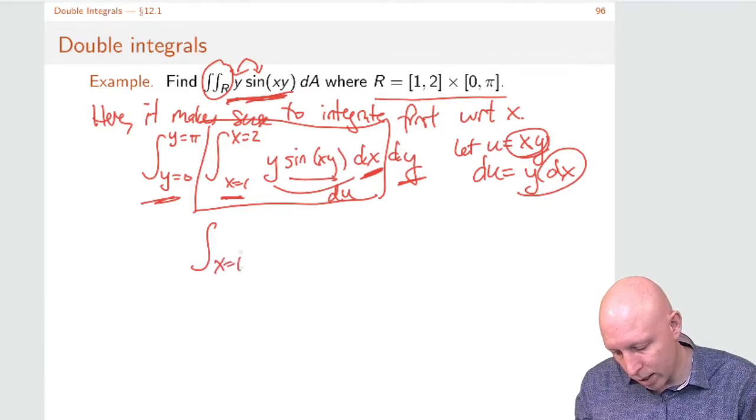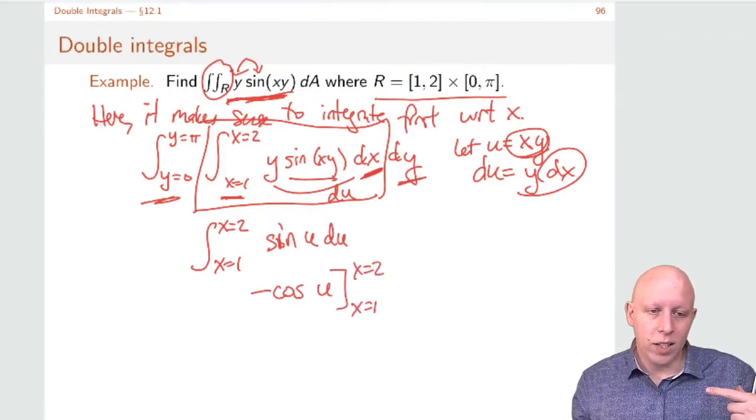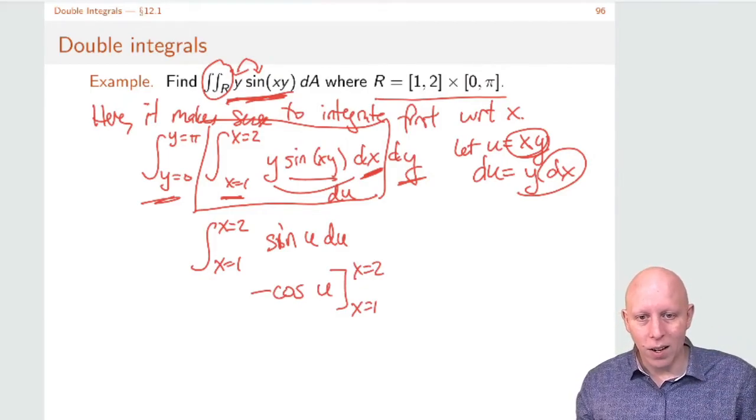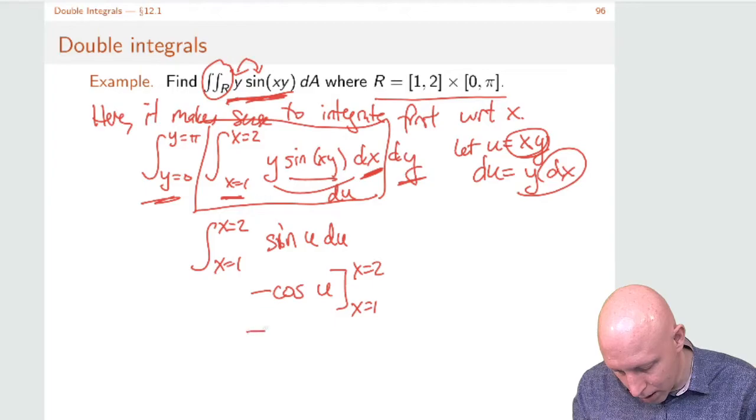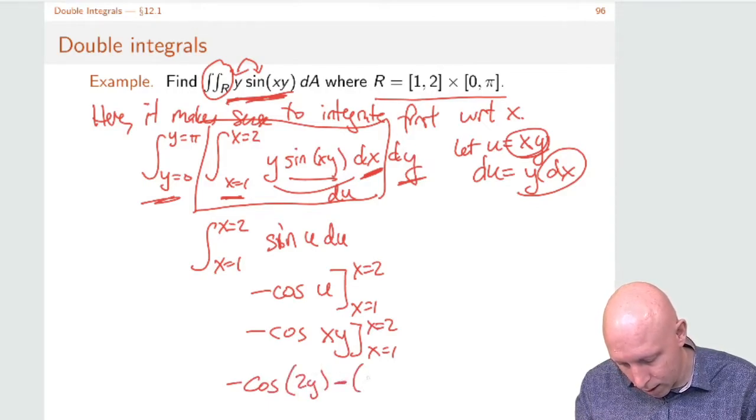So let's just keep the bounds. x equals 1 to x equals 2 of sine of u du. So the integral of sine is negative cosine of u, evaluated from x equals 1 to x equals 2. Let's put back in what u was equal to. So this is negative cosine of xy, evaluated from x equals 1 to x equals 2. So what do we get? We get negative cosine of 2y minus negative cosine of 1y.